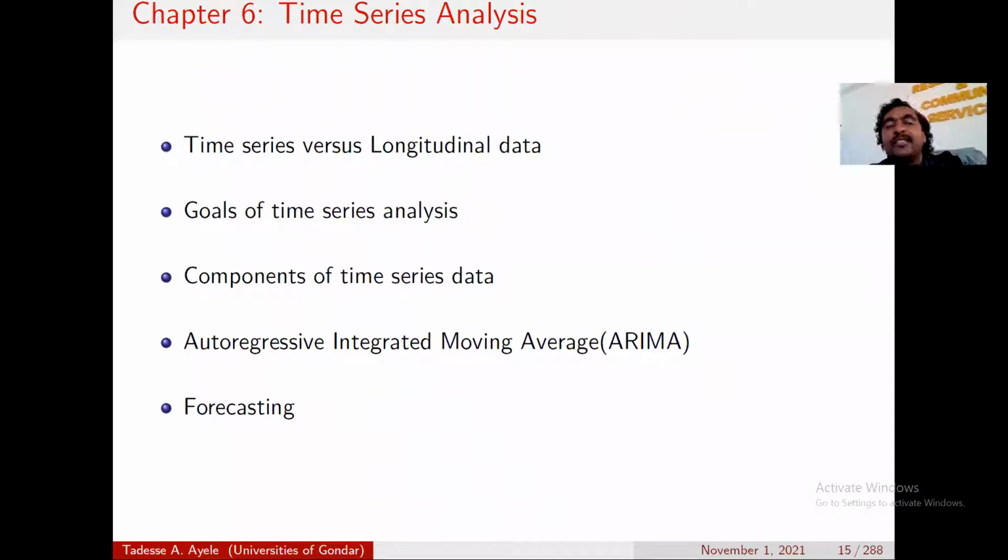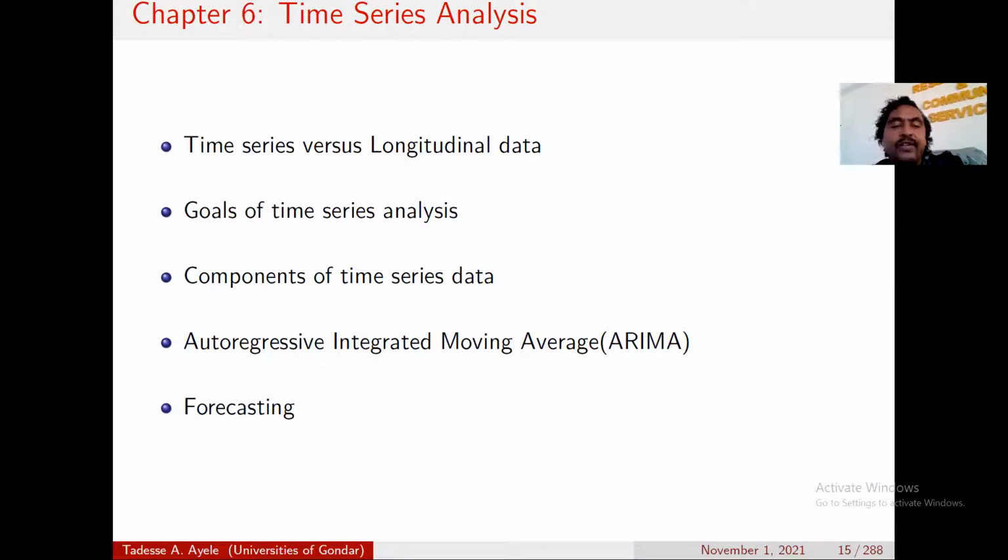The last one is time series analysis. Normally, we are not going to go to the detail of this chapter because time series analysis is similar to that of longitudinal data analysis. So as you can see, the name longitudinal means data collected over time. Time series means data collected over time. So the difference is the number of subjects that we included in both longitudinal and time series.